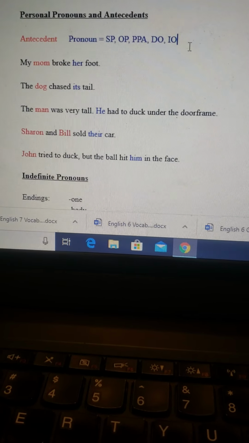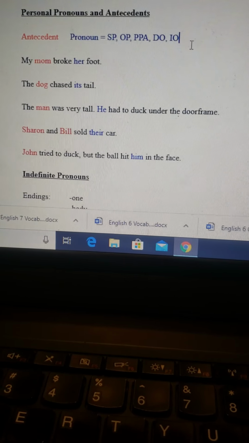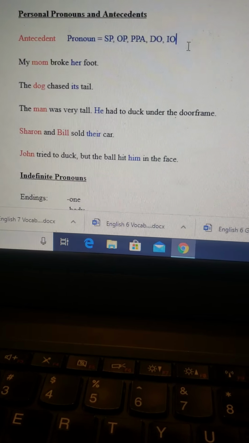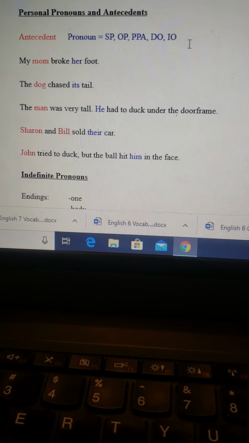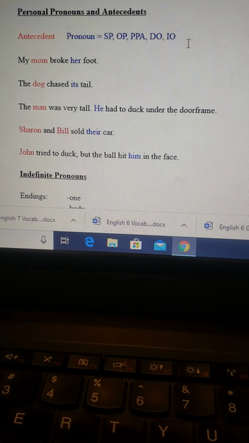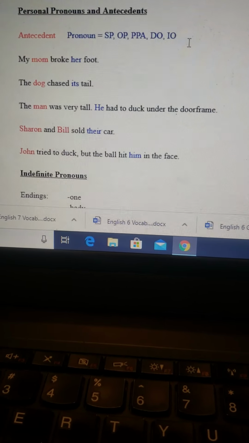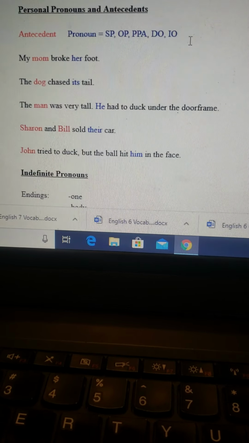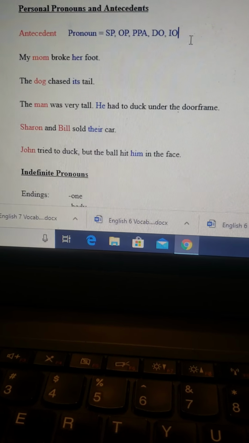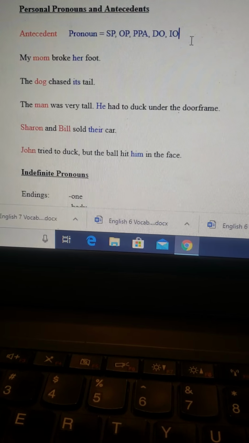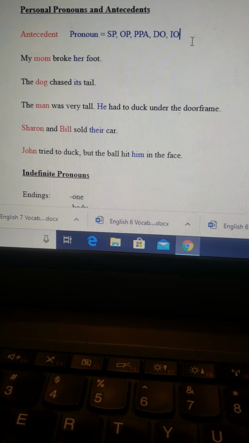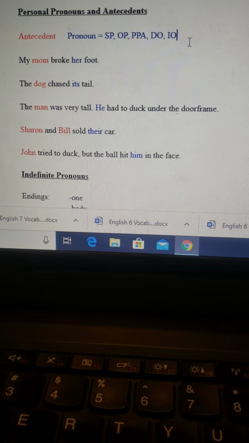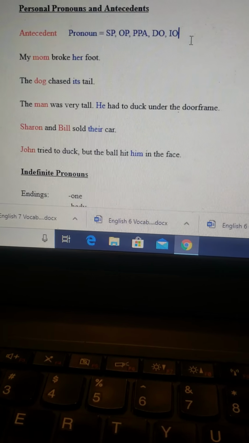So if you have a plural pronoun like they, we, us, our, their, anything like that, it's usually going to have multiple antecedents, or it might have a plural antecedent. So if I said the men sold their car, men would be the antecedent for their because men is already plural. So it could either be multiple singular antecedents like Sharon and Bill, or the boy and the girl, or it could be one plural one like the men or the Jeffersons, anything like that.